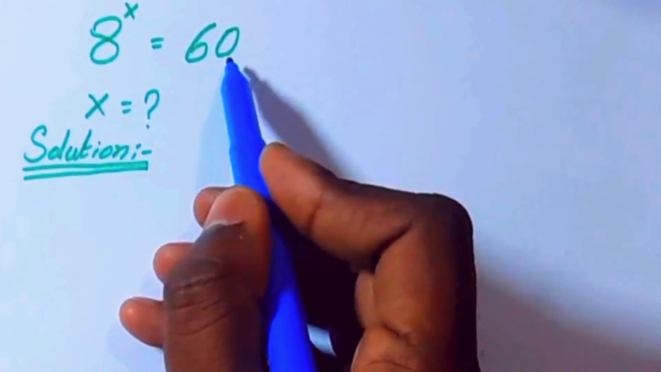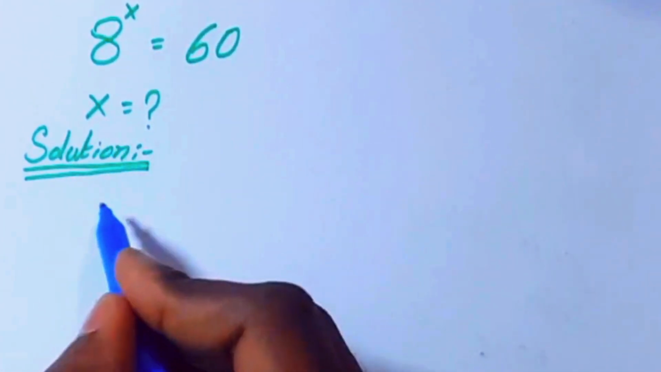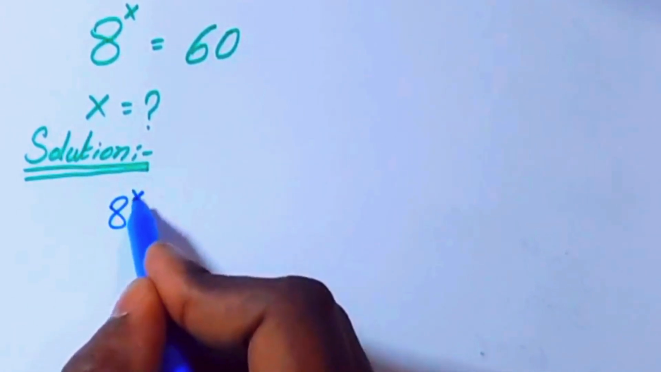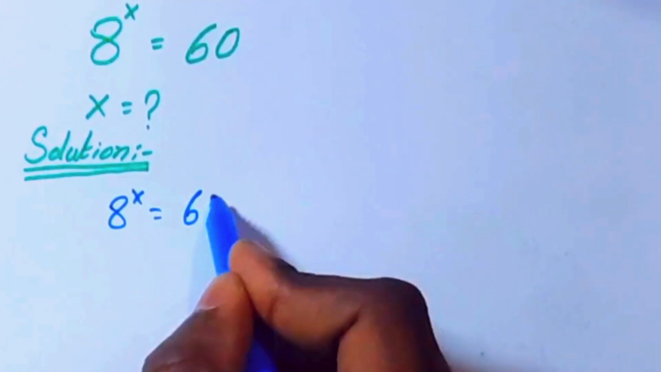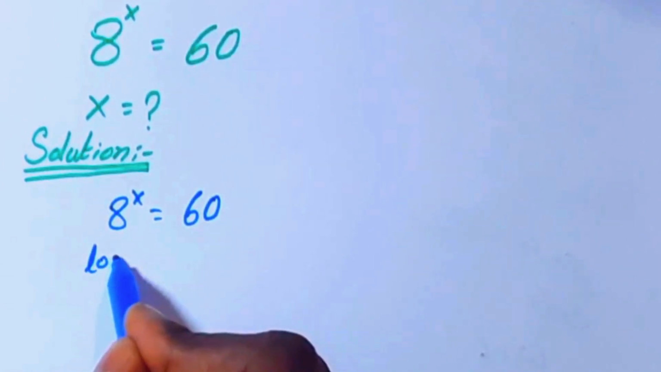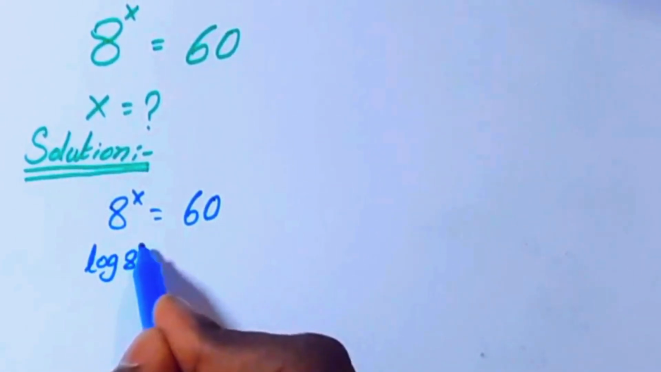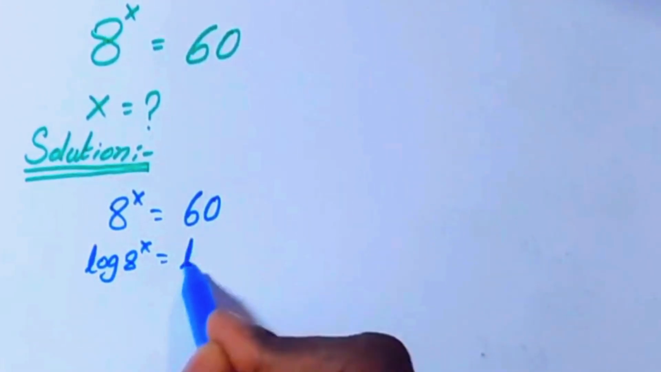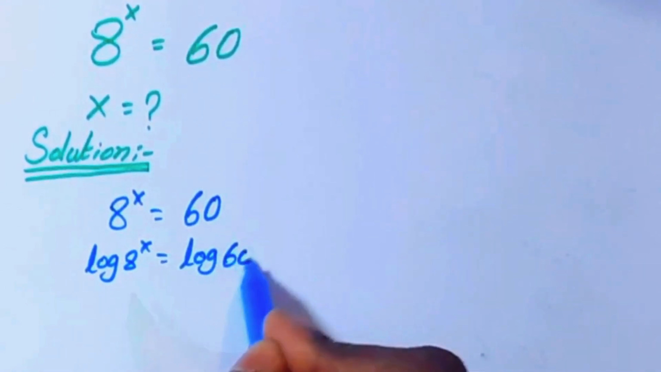Today we are going to solve this equation to find the x value. Solution: 8 power x equal to 60. Now take a log on both sides. Log 8 power x equal to log 60.